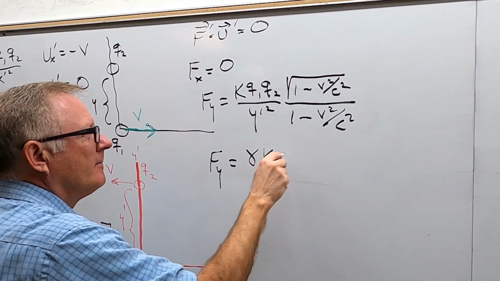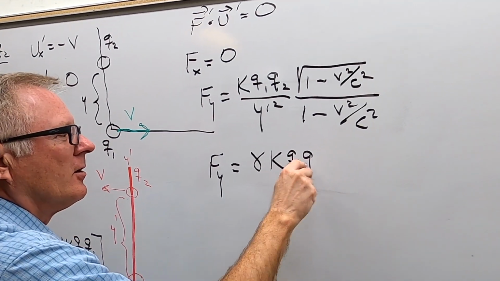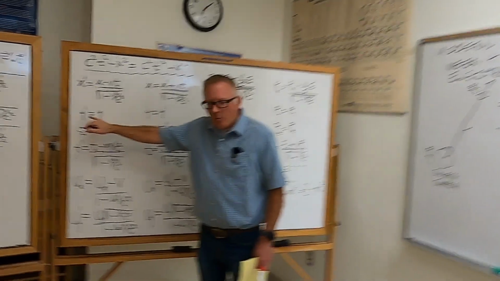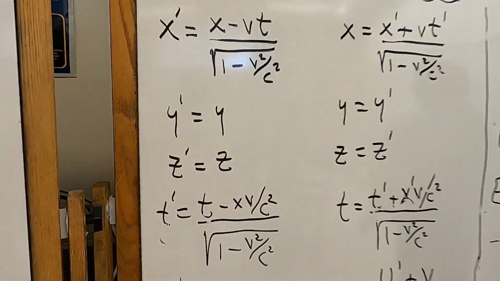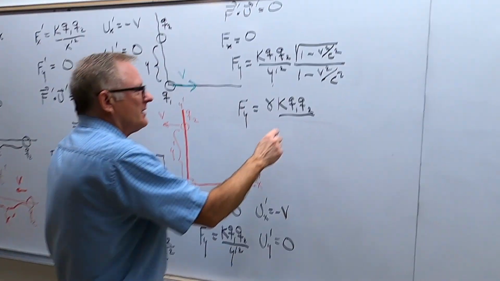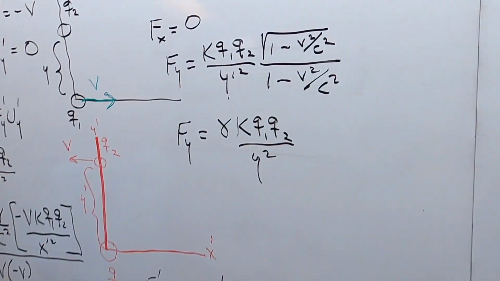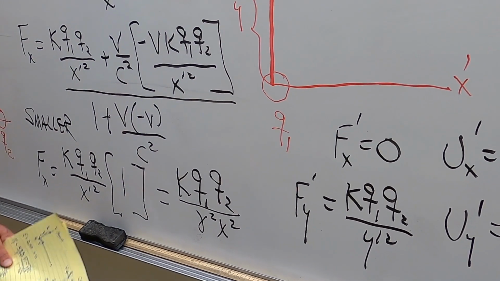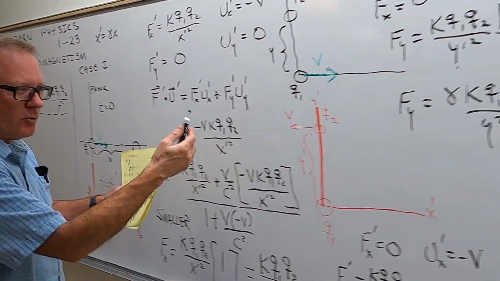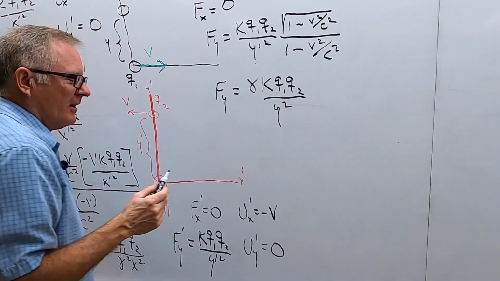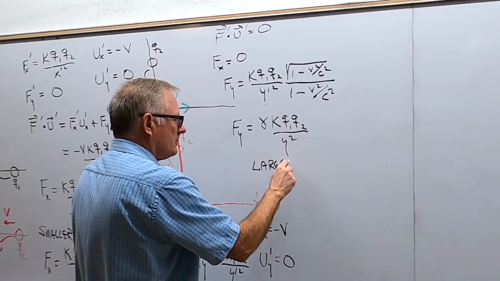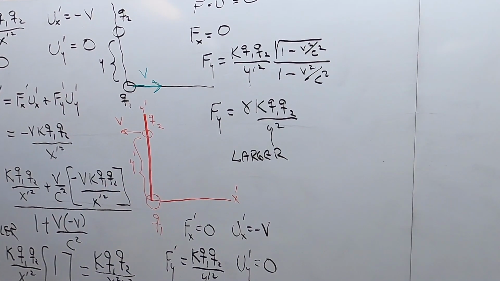I have a k, q1, q2, all over y prime. I need to turn that into unprimed. Well, we can see right here, y prime is the same thing. We can just get rid of the prime. So this is all over y squared. You noticed over here you had gamma squared in the denominator when it was in front of it, but here this gamma is in the numerator, so this gets larger.